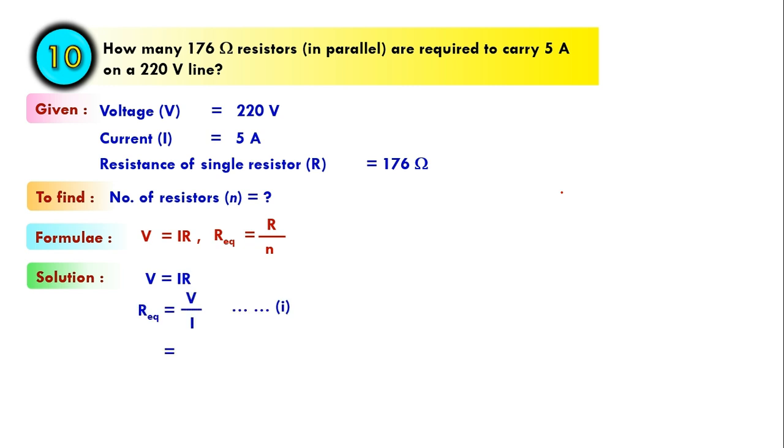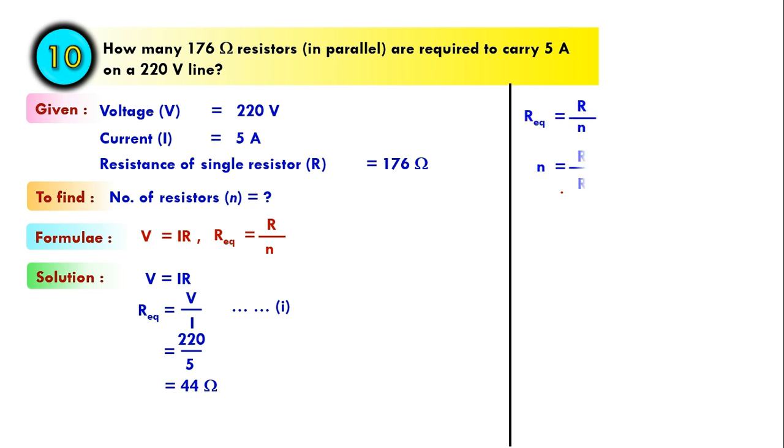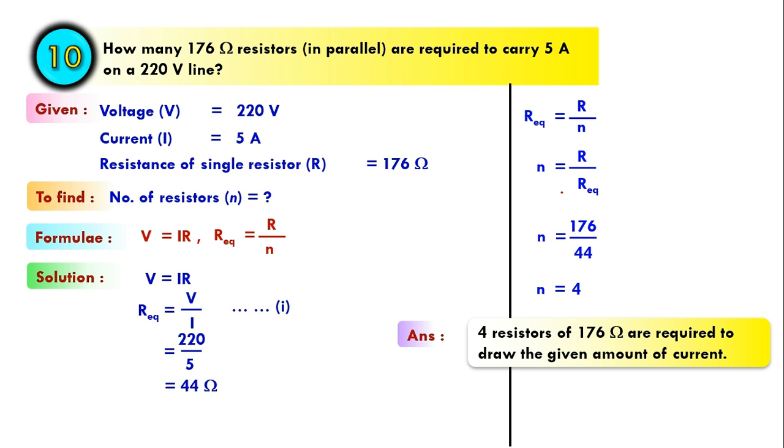So first of all, let me calculate R equivalent. V by I, V is 220, by I is 5 amps, so 44 ohms. R equivalent is how much? 44. R equivalent is 44 ohms. Then substitute in this formula. N is equal to R by R equivalent. R is 176 and R equivalent is 44. Then we'll get the answer as number of resistors required is 4. Is that right? So very important type of question.